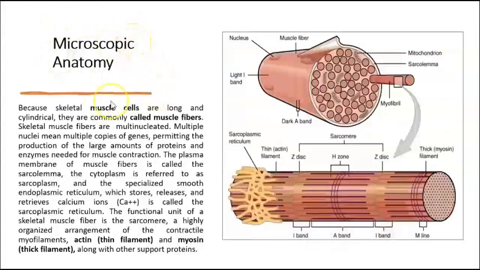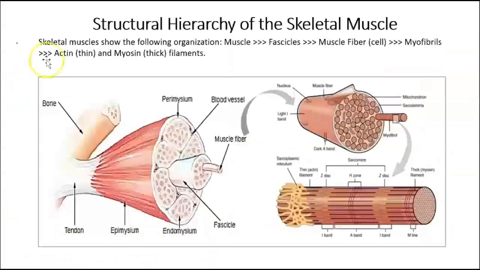Microscopic anatomy of the skeletal muscles. This is the muscle cell, and inside the muscle cell you have myofilaments. Myofilaments are the machinery that will allow the muscle to contract.